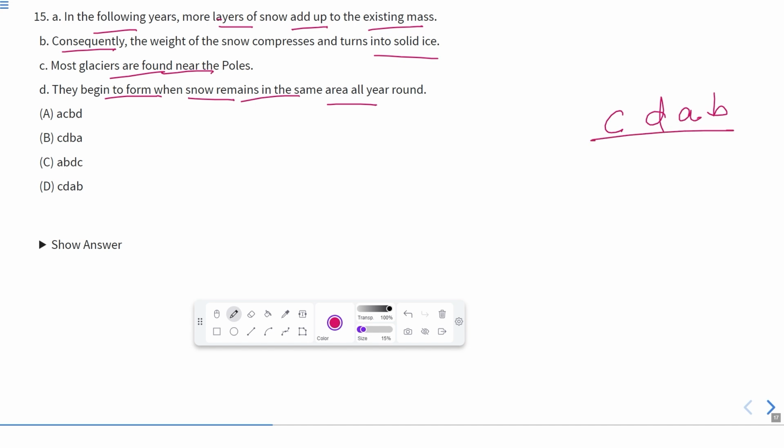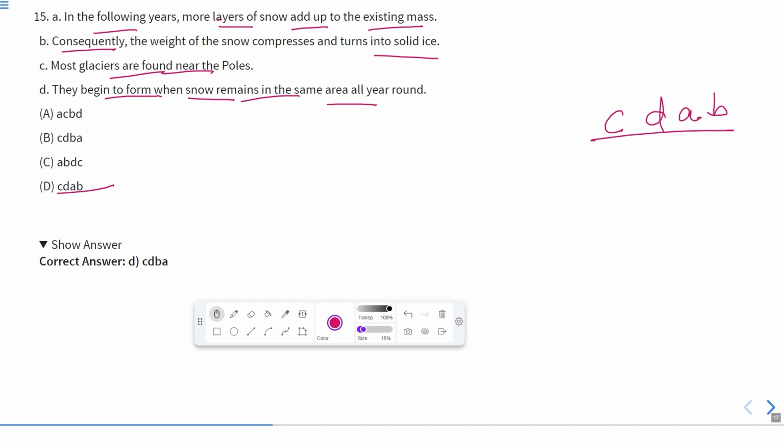Now let us check where it is given. It is given in D option. So according to this, D is the correct answer. This is very, very simple. First of all, we have talked about glaciers. Where are they found? They are found near the poles. Okay, the North Pole and the South Pole of the Earth. How do they form? They begin to form when snow remains in the same area all year around.